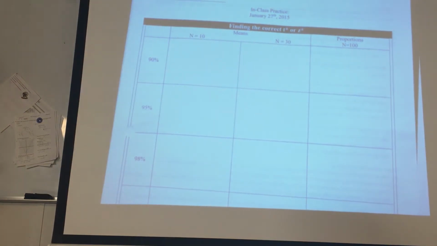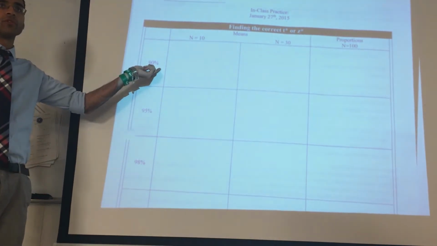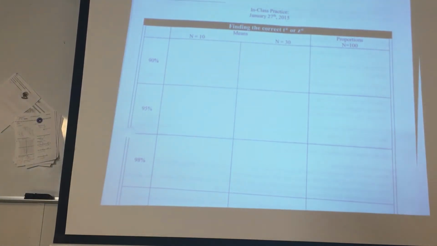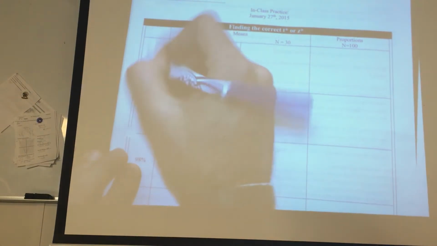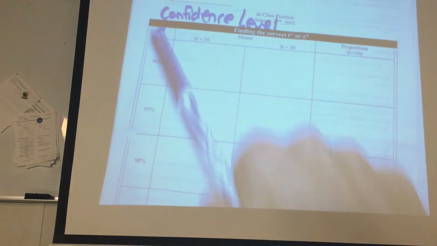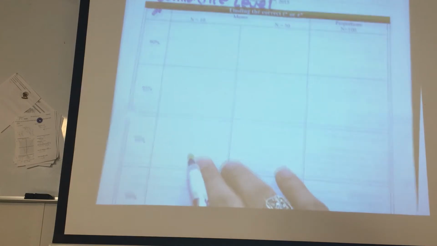So when we ask you to find a confidence interval, we're going to say find a 90% confidence interval, 95%, 98%, and so on. This right here is called the confidence level. So either I'm like 90% confident, 95%, 98%, 99%, and so on, and we will tell you that in the problem.